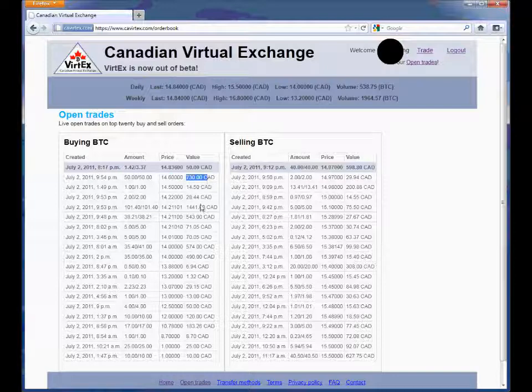Look at that, $730. So this is a very important screen. Press Open Trades continuously. You can press it and refresh it to see exactly what is going on with the buyers, what is going on with the sellers, and act accordingly. But let's go ahead and buy the Bitcoin.